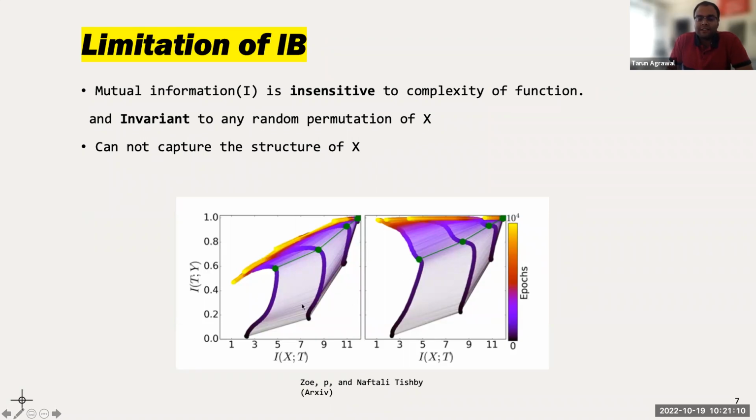If you can see the left hand figure, it will again start with the same mutual information, but initially it will increase, it will learn the pattern, and after a while, if data is limited, it's not a representation of the entire data set. It tries to decrease in both directions. So it will kind of overfit the model, and it will decrease in the x direction and the y direction. So this problem is possible with a finite data set. That is the limitation of information bottleneck: mutual information is insensitive to the complexity of the function and invariant to any random perturbations, and it cannot capture the structure of X. So just using the information.